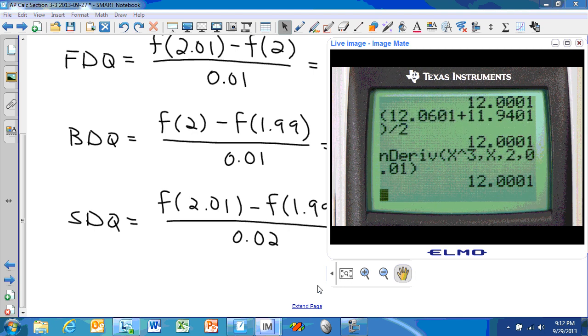You notice you get the same thing that we did for our symmetric difference quotient. That will happen every single time. If you calculate a symmetric difference quotient, that's exactly what nDeriv does. All right.